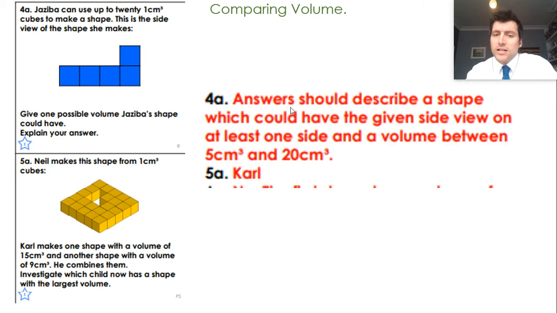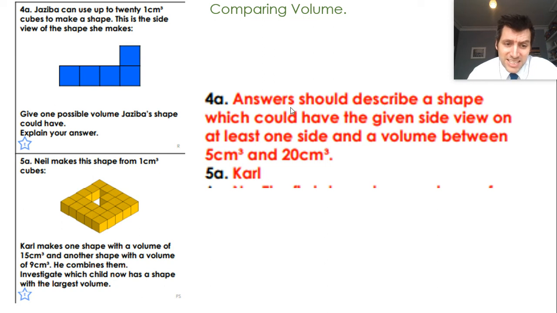Now, Jaziba, lots of different answers you could have. And again, like the horseshoe one earlier, you might have just had the 5 centimeter cubes for Jaziba due to the fact you could have just had that face. But if you then repeated the face, it would be 10, 15, 20. The easiest one probably would be 4 widths of the same shape.